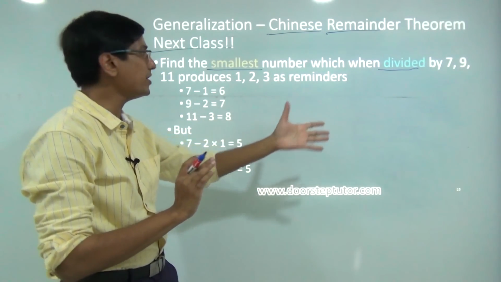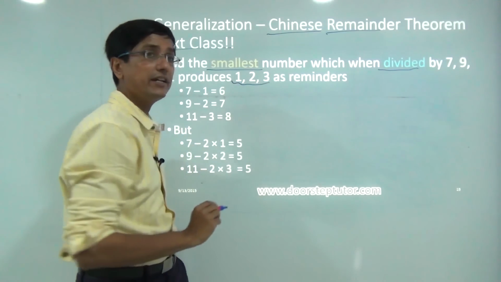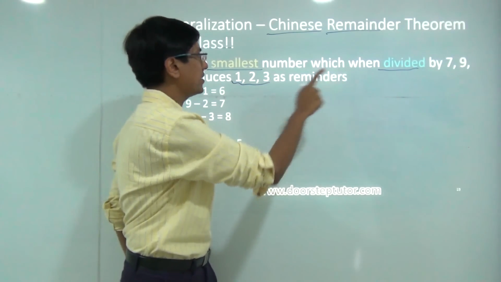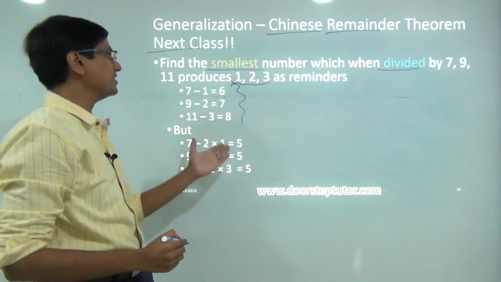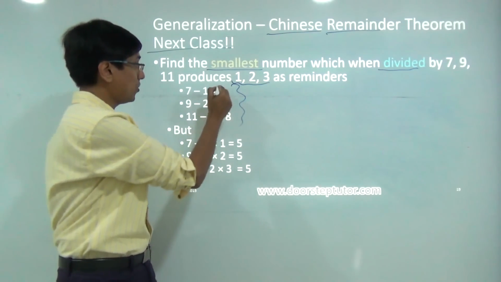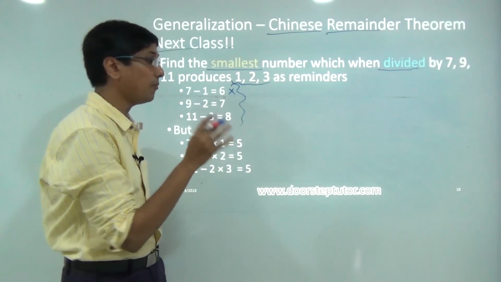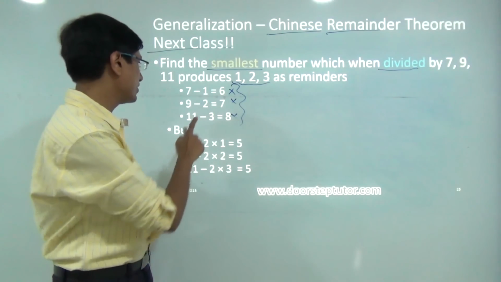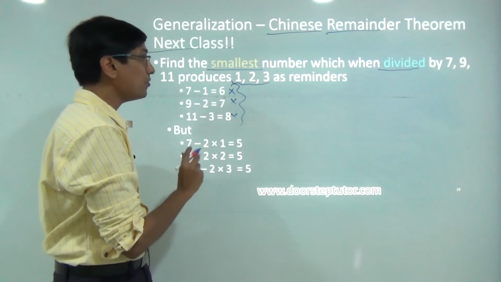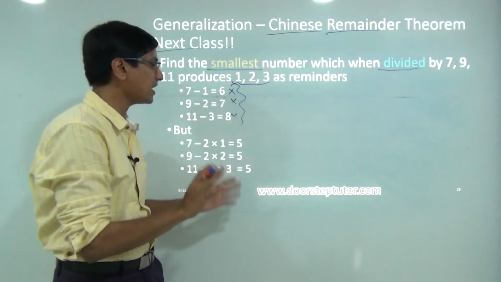The next thing I notice is the remainders are different. So I try to find the common difference. Of course, the difference in this case is not the same. It's 6, 7 and 8, which is not the same. So I cannot use the techniques of this class.